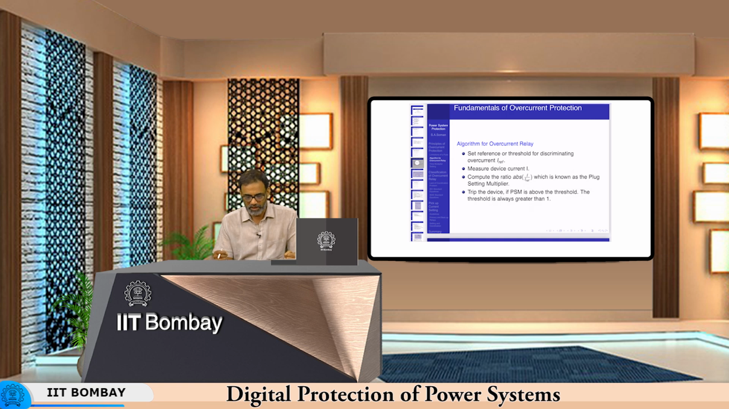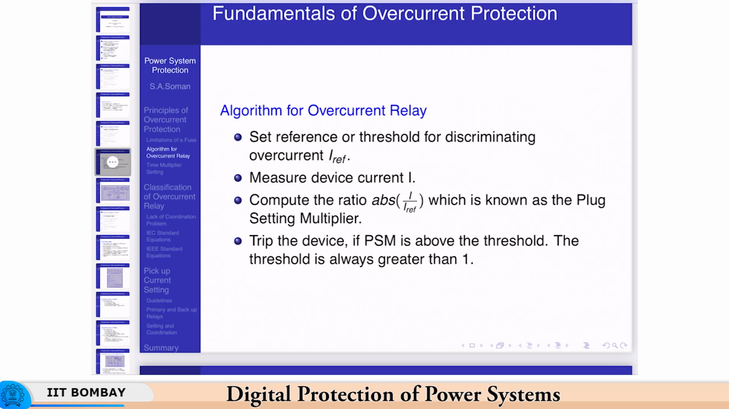The algorithm for the overcurrent relay. The first step is of course measuring the device current, which will be done through the CTs, which we have studied in the previous lectures. Then the ratio I by RF, which is known as the plug setting multiplier. The term plug setting multiplier is a legacy from the electromechanical relays. The I by RF is usually done as a phasor calculation, but it could also be done as a plain RMS calculation as well.